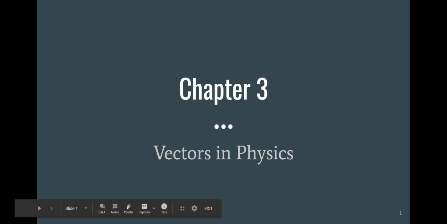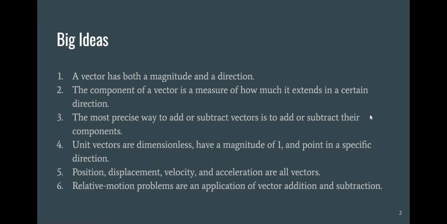All right, this is chapter 3, and we are going to be looking at vectors. So, the big ideas from this chapter are that a vector has both a magnitude and a direction. We're going to look at how the components of a vector measure how much it extends in some direction. We're going to look at how to add and subtract vectors and their components.